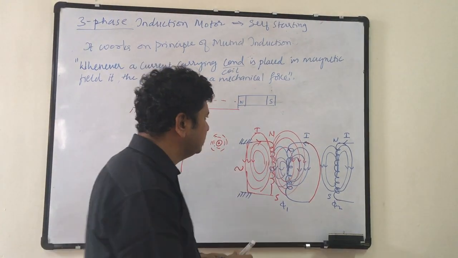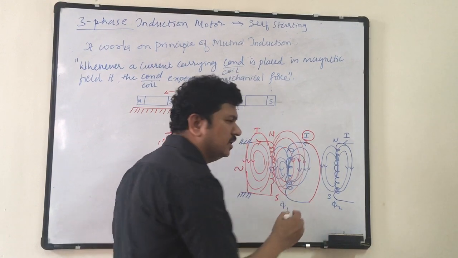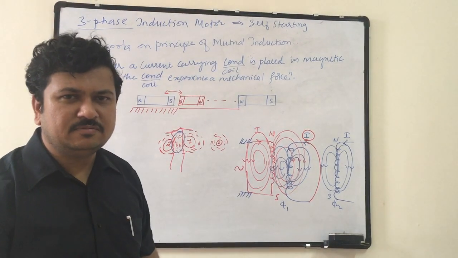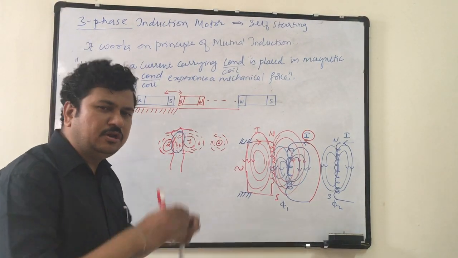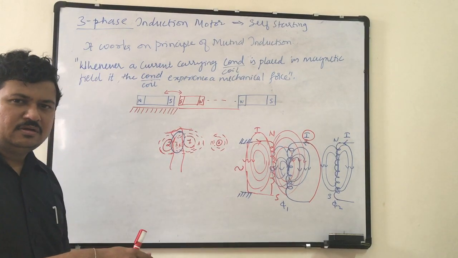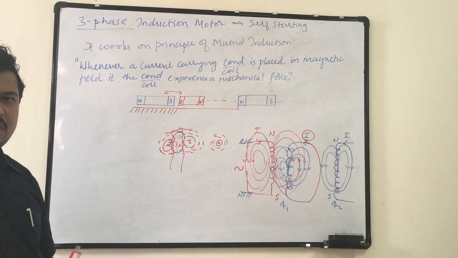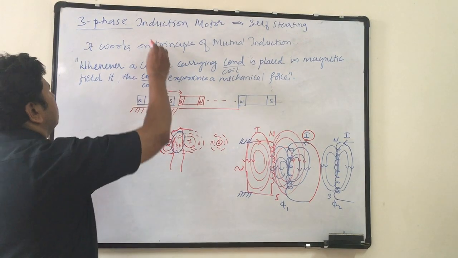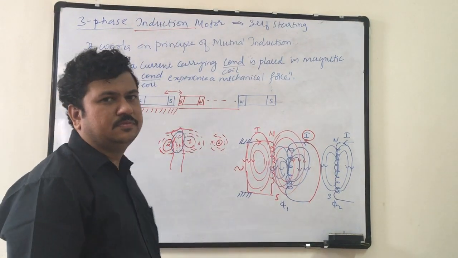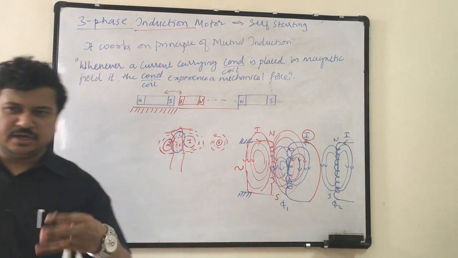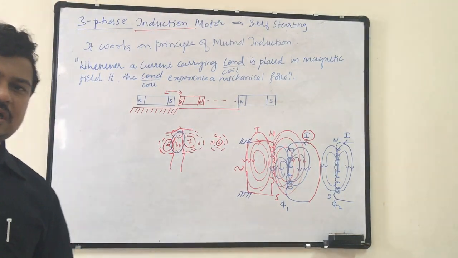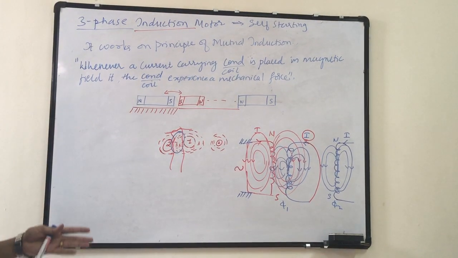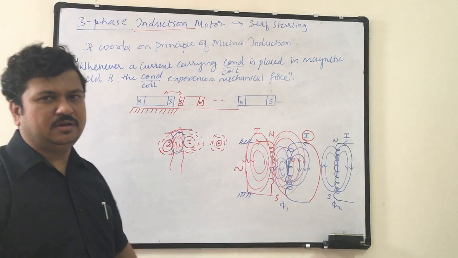Now how the current is generated in the second coil? It is through induction. Okay, so I am inducing the current in the second coil. That motor is called induction motor, and this is what I am doing in my induction motor. Okay, in the second coil I am inducing the current from the current flowing in the first coil.